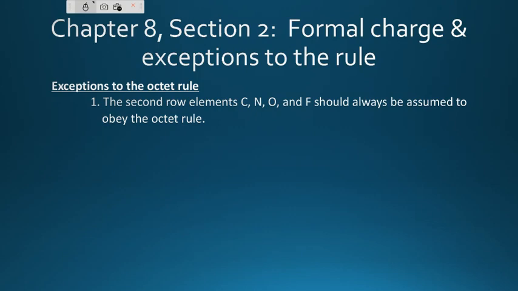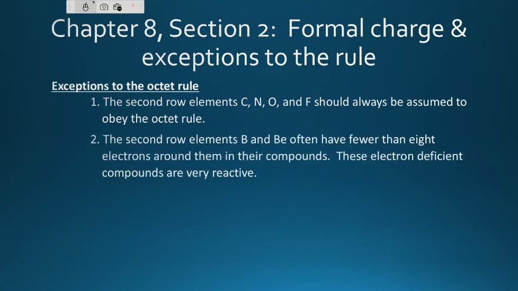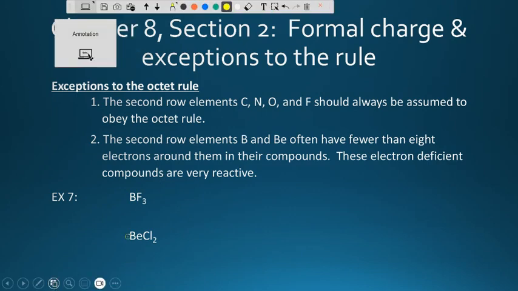They don't have any d's in there, and so that's where we start to find our exceptions. The second row elements of boron and beryllium often have fewer than 8. We find boron and beryllium are going to be just short of there, and so here's some examples of what I'm saying with that.